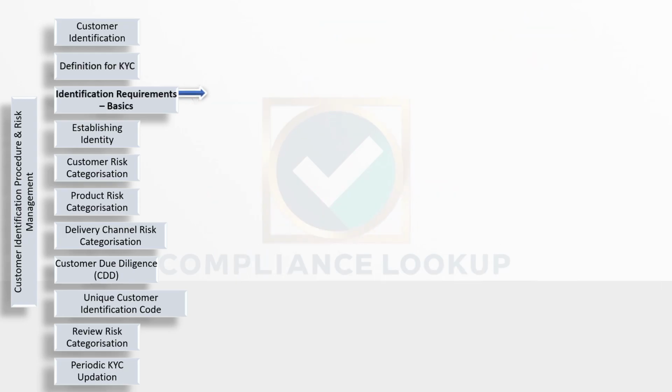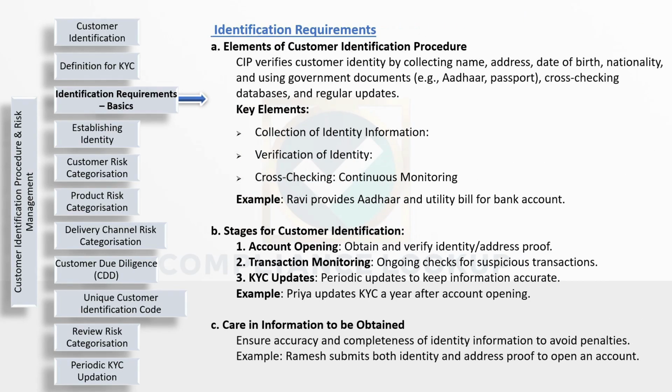Now, coming to identification requirements. We broadly divide: A. Elements of Customer Identification Procedure. The Customer Identification Procedure (CIP) is a regulatory process used to verify the identity of customers. It involves obtaining sufficient information to ensure the customer is genuine and doesn't pose a risk to the institution.